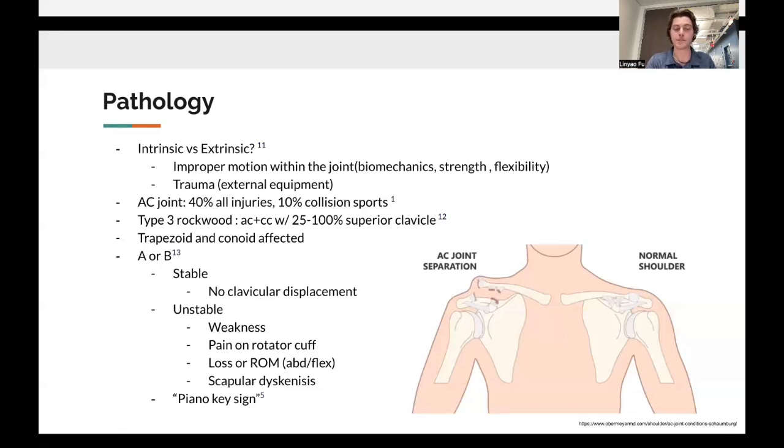And this can typically be seen with a visible protrusion known as a piano key sign, where if you press down on the clavicle, it will typically pop back up. And that's when you really know that you had a complete dislocation or separation of the AC joint. And this can typically lead to a lot of things such as weakness, pain, scapular dyskinesis, and other complications.